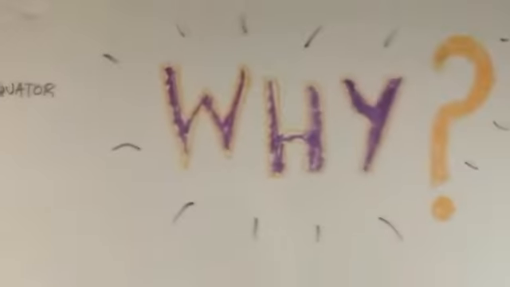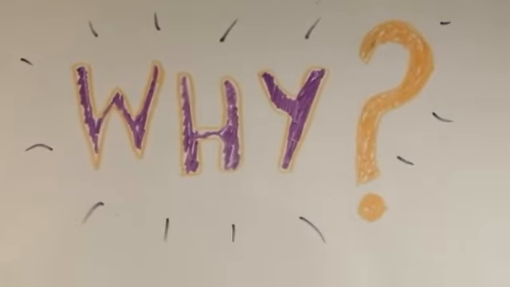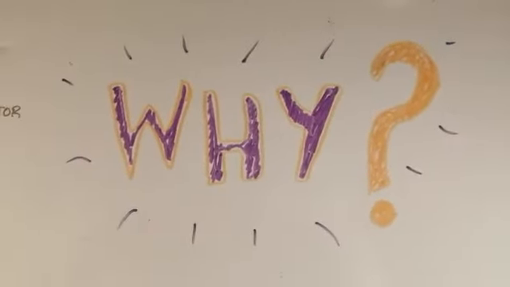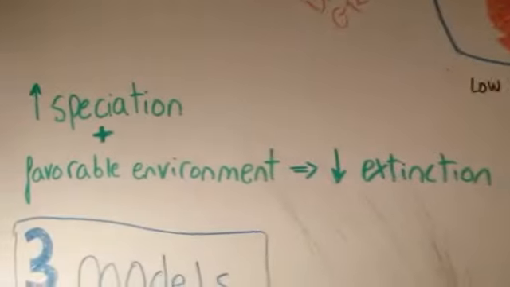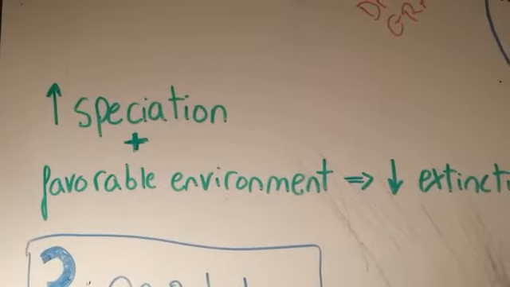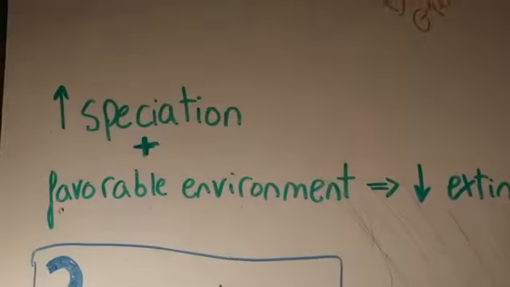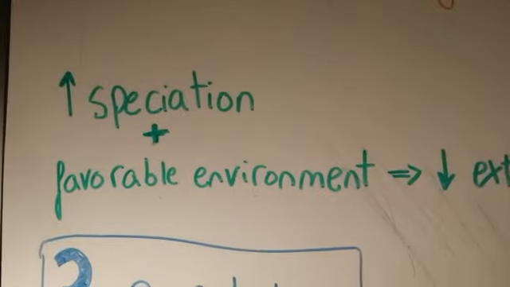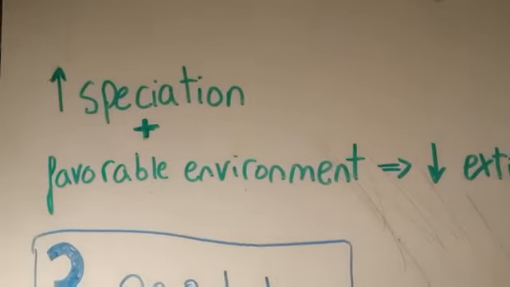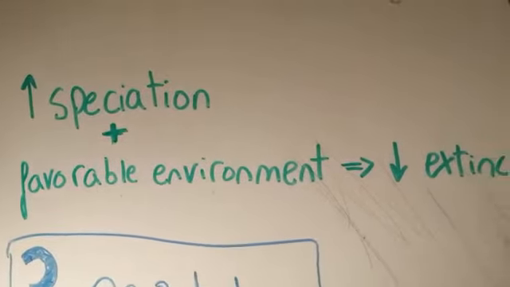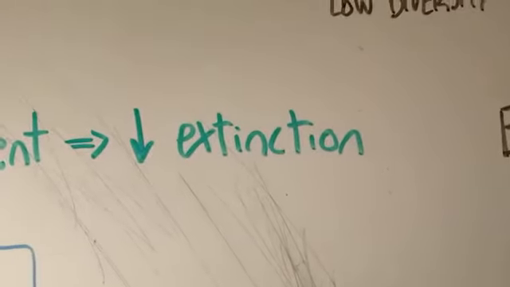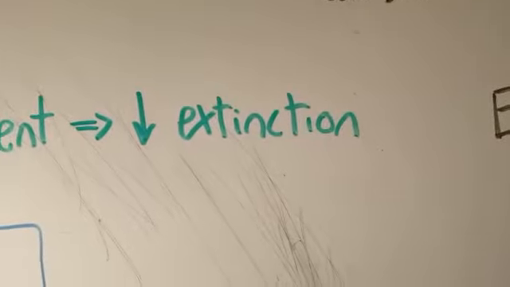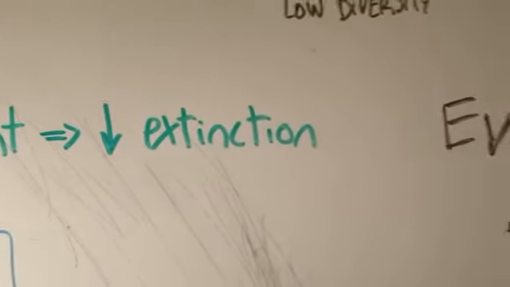But why do we observe this gradient, and what are the reasons explaining a higher species diversity in and around the equator? To explain this, two general reasons are usually cited. First, a high rate of speciation, and second, a highly favorable environment for species. The latter implies that the species extinction rate is lower in the tropics than in temperate regions.